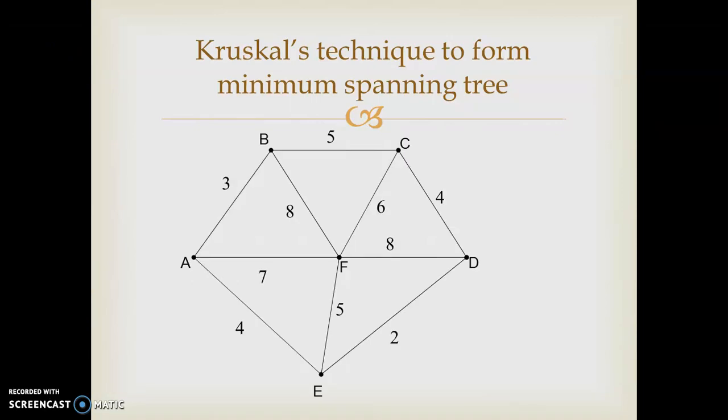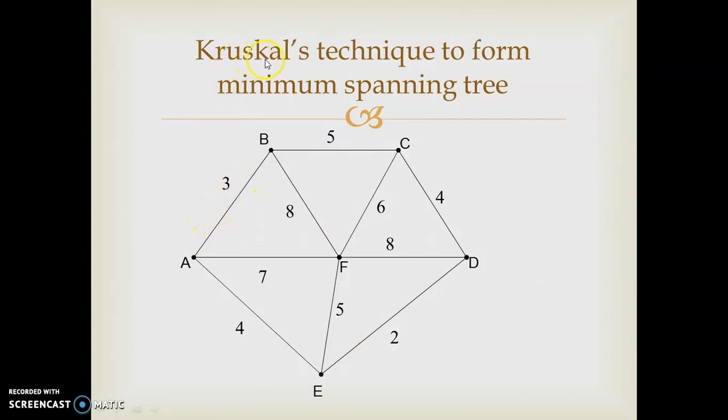The small difference between Prim's and Kruskal's is that in Prim's technique, we select a particular vertex and find out the vertices adjacent to that particular vertex. So here, for example, A is the vertex and we find out the adjacent vertices to A, that is B, F and E. And out of them, whichever has the minimum weighted edge, we include that in our spanning tree.